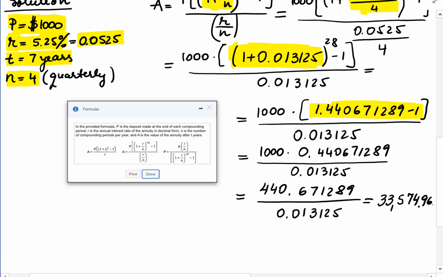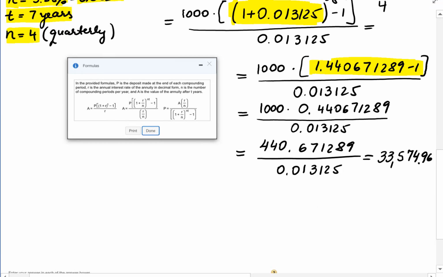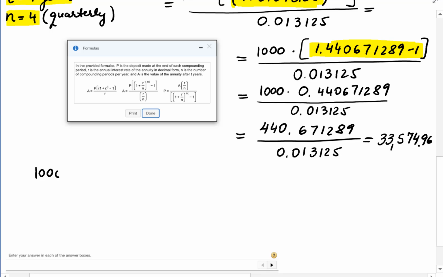So basically, in terms of our problem, if you deposit $1,000 every quarter for 7 years, you are actually depositing times 4, right? Because that means 4 times per year, times 7, that is 28,000. So this is how much money you actually take out of your pocket to deposit.